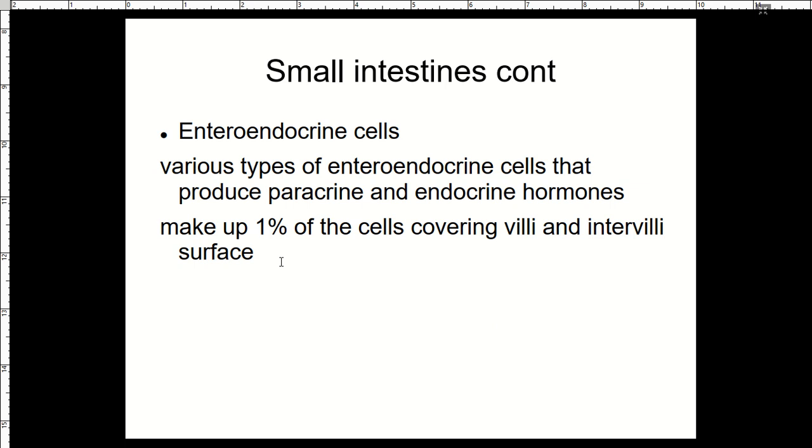And then we have those cells that are responsible for producing hormones. Different hormones are produced by the small intestines, for example, and these hormones are secreted by these enteroendocrine cells, right? So they make up 1% of the cells covering the villi and the intervilli space. That is your crypt of Lieberkühn.